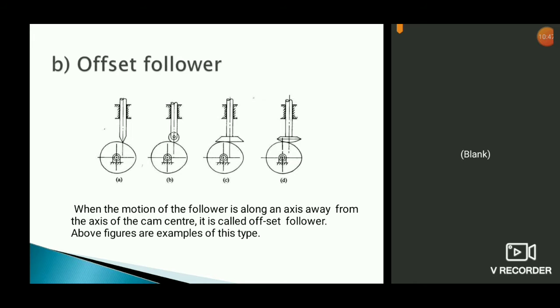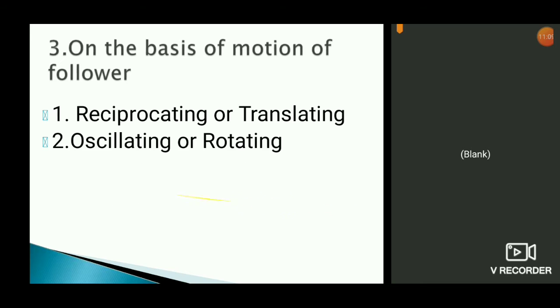And what about offset? You can see here, this is the direction of reciprocating. If you extend that, it is not moving through the center of the cam. So the center of the cam is here. That means the center is at some offset distance from the follower. So that type of follower is called an offset follower.